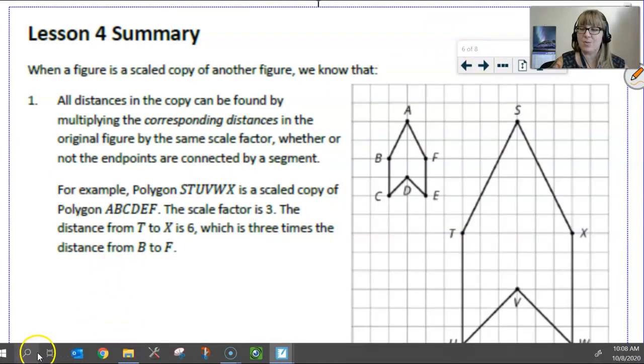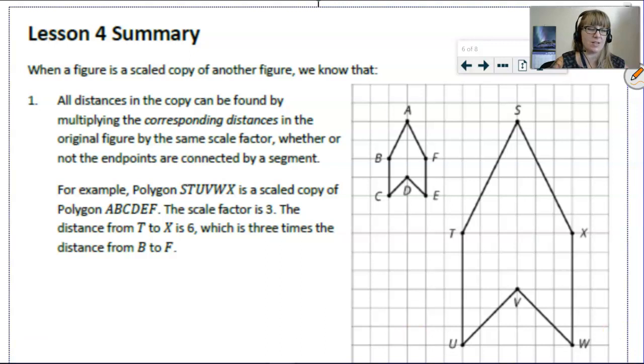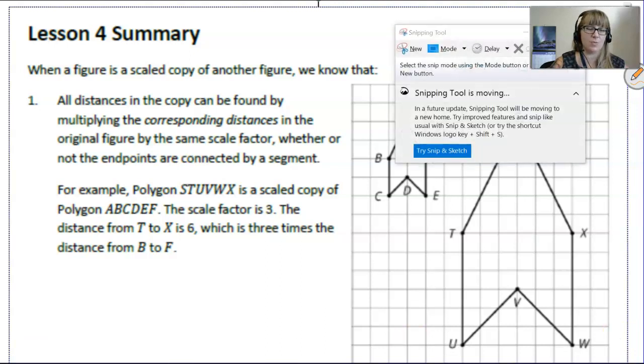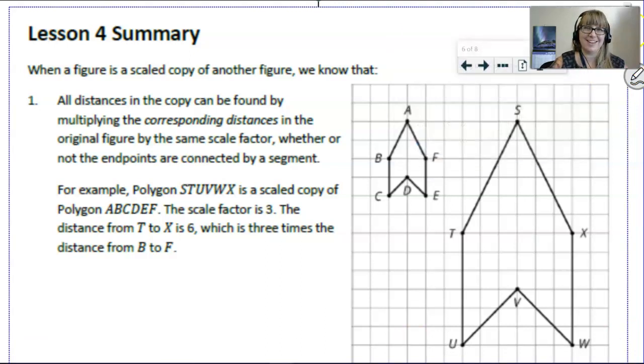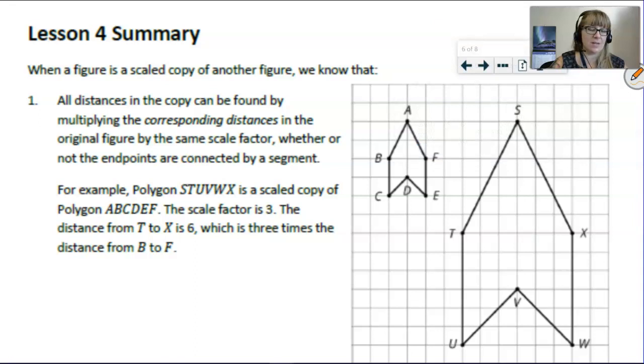All right, and with this summary, here's the things that I want you to take away. Oops. Gotta love technology, always fighting against me. Here's the things that I want to take away from this. All distances in a scaled copy can be found by multiplying the corresponding distances in the original figure by the same scale factor, whether or not the endpoints are connected by the segment.